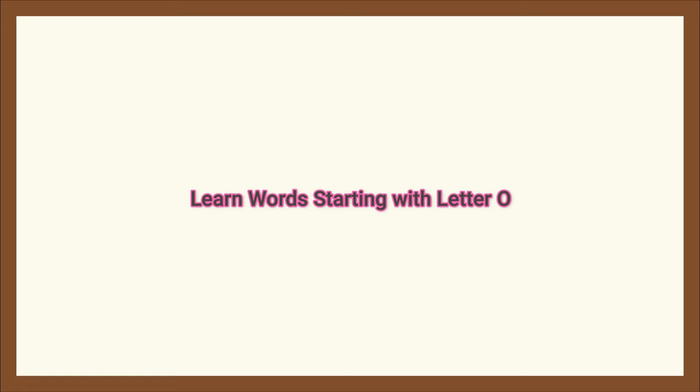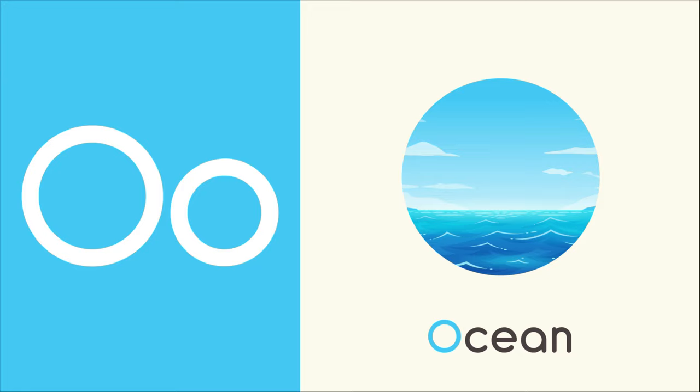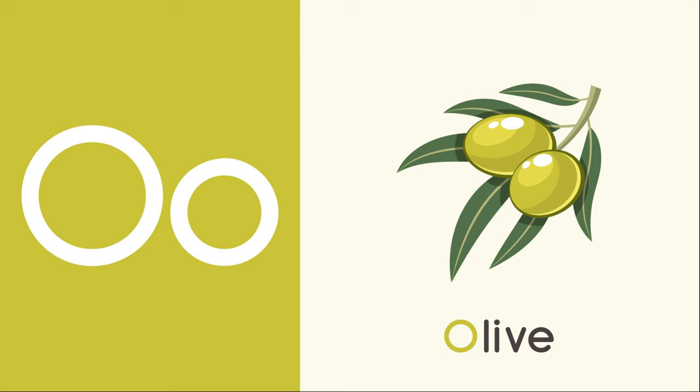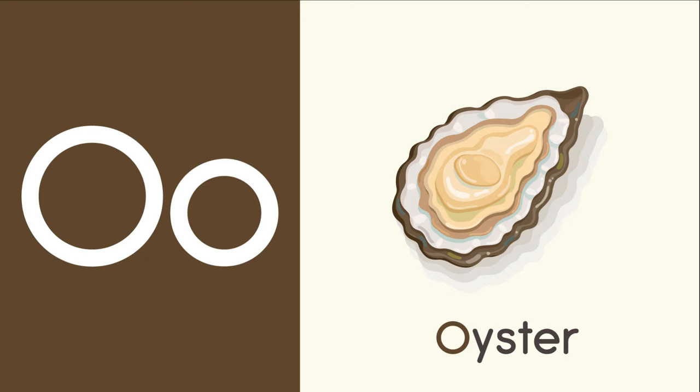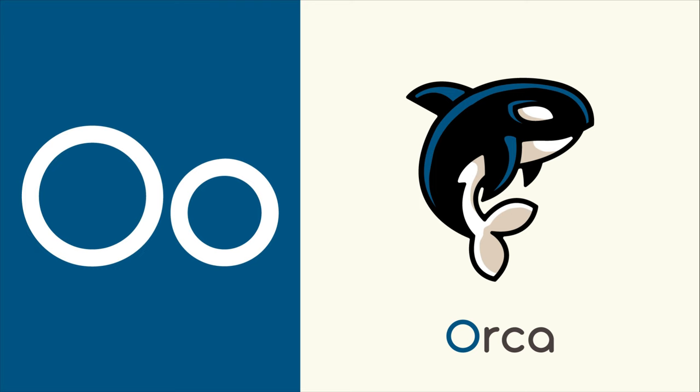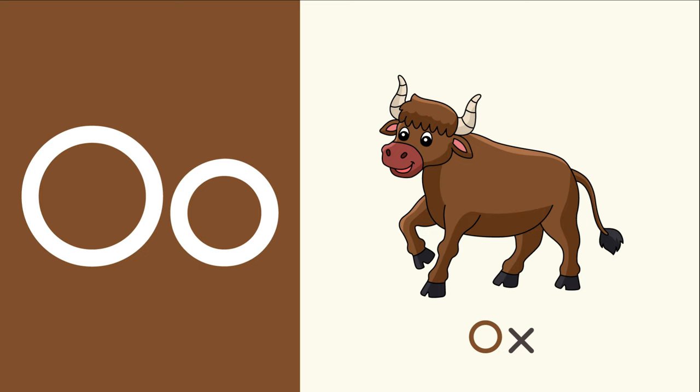O is for ocean. O is for ostrich. O is for olive. O is for oyster. O is for omelet. O is for orca. O is for ox. O is for oil.